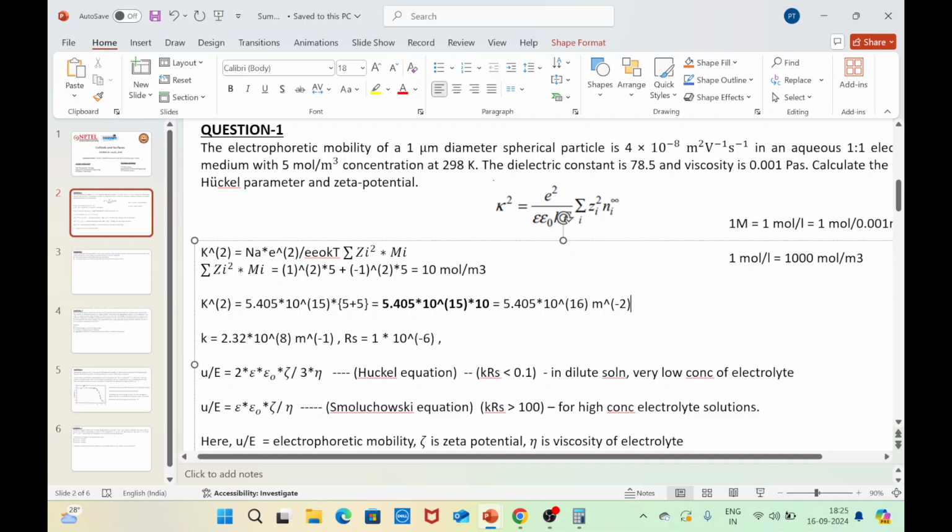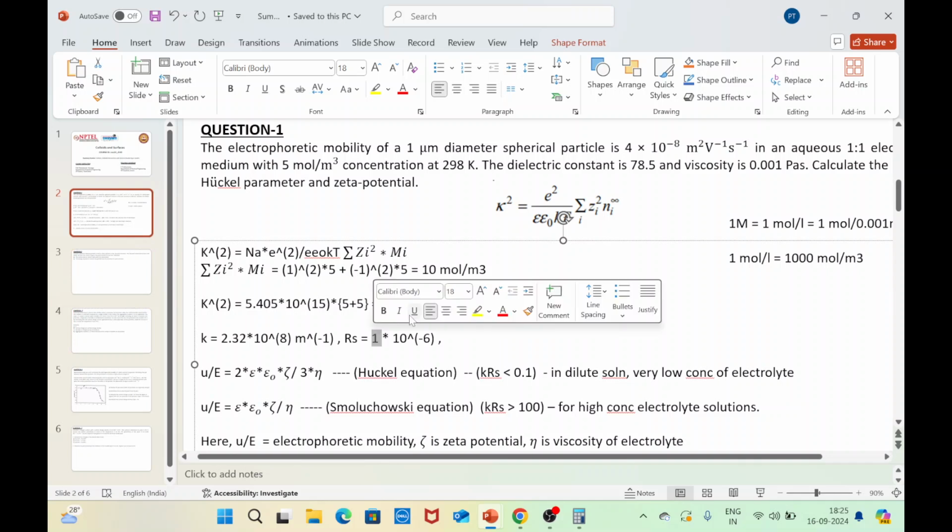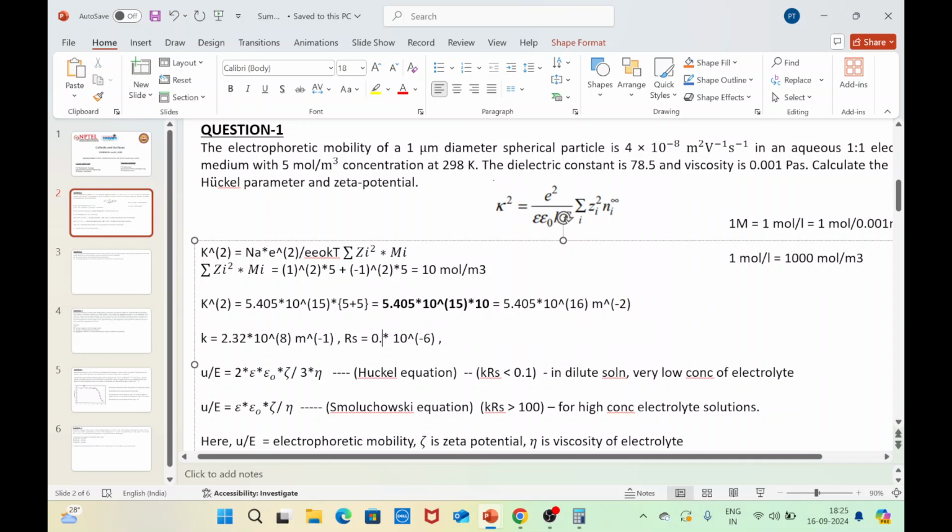The RS, that is the radius of your spherical particle, is 0.5 micrometers, because diameter is given as 1 micrometer. So radius will be half of that. So if you multiply kappa times RS, that is 2.32 times 10 power 8.